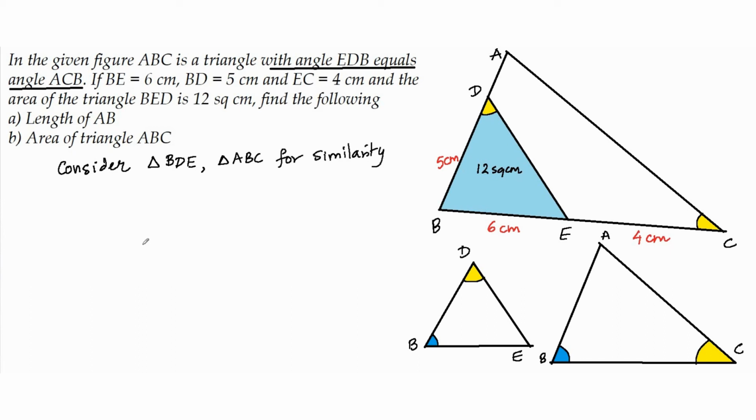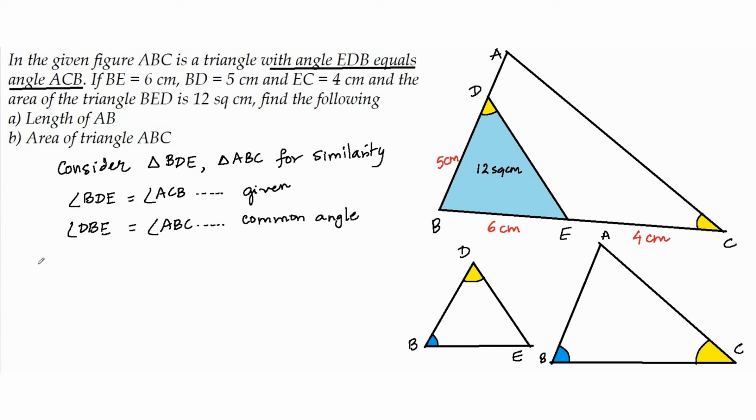So I get angle BDE is equal to angle ACB because that's given to me in the question, right? The yellow colored angles are equal. And also angle DBE is equal to angle ABC, again because it is the common angle. And therefore I can say that triangle BDE is similar to triangle BCA. Now let's note the corresponding parts: B corresponds to B, D corresponds to C, and then we have A. This is because of the AA test of similarity, right?